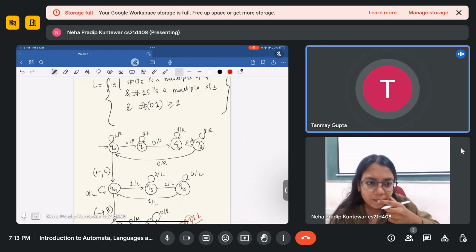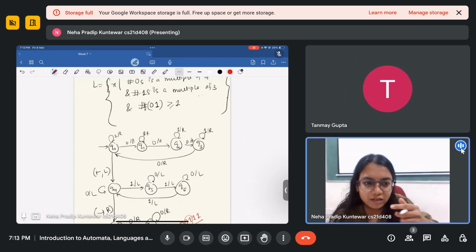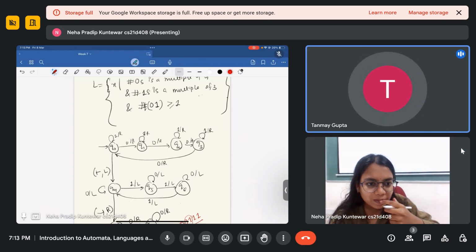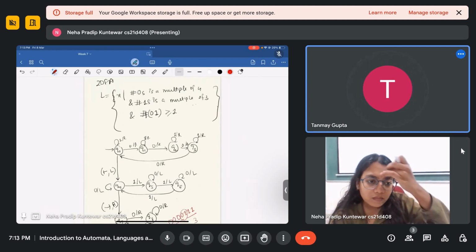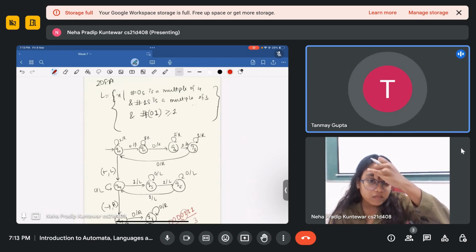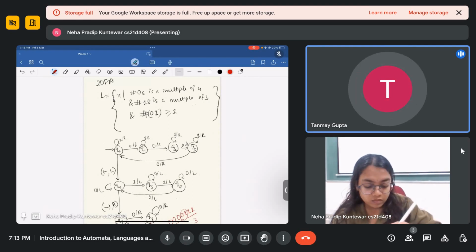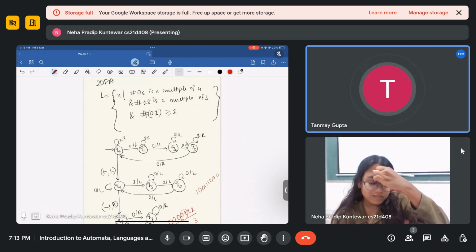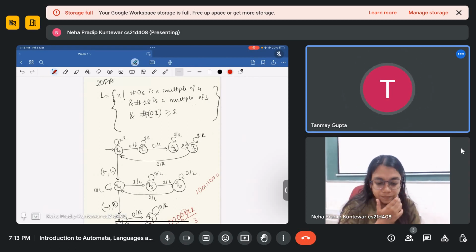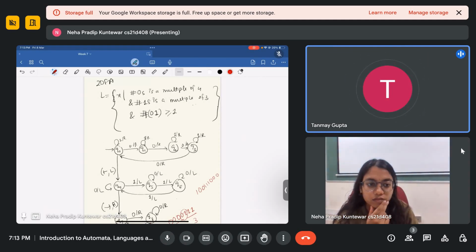Like there is no pair of 0 1. Why? No, like if we take a string for check, for example 1 0 0 1 1 1 0 0 0. So in that there exists one pair of 0 1. Right. So if it encounters a 1, then it will move right. If it encounters a 0, then it will check.